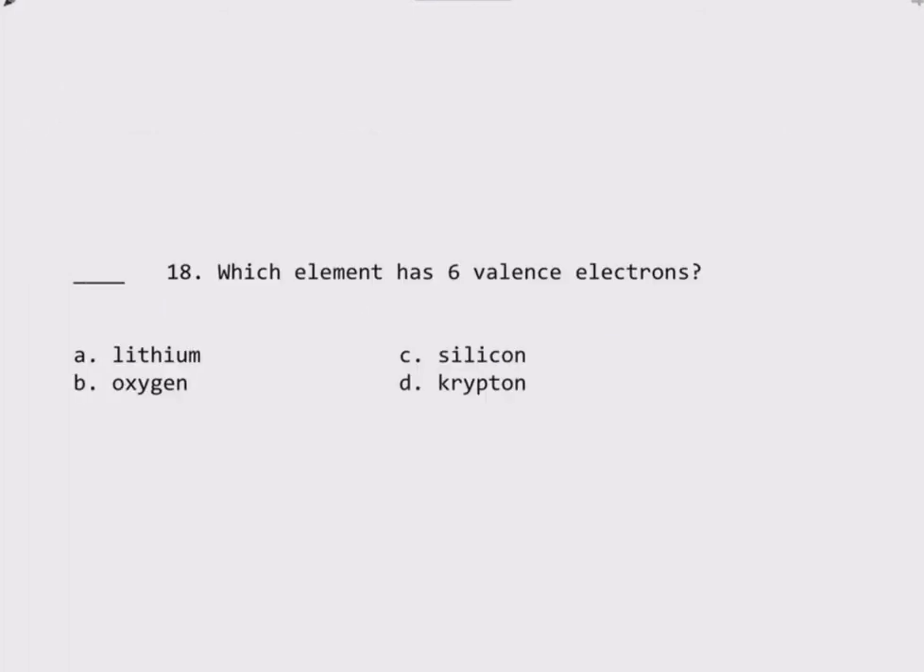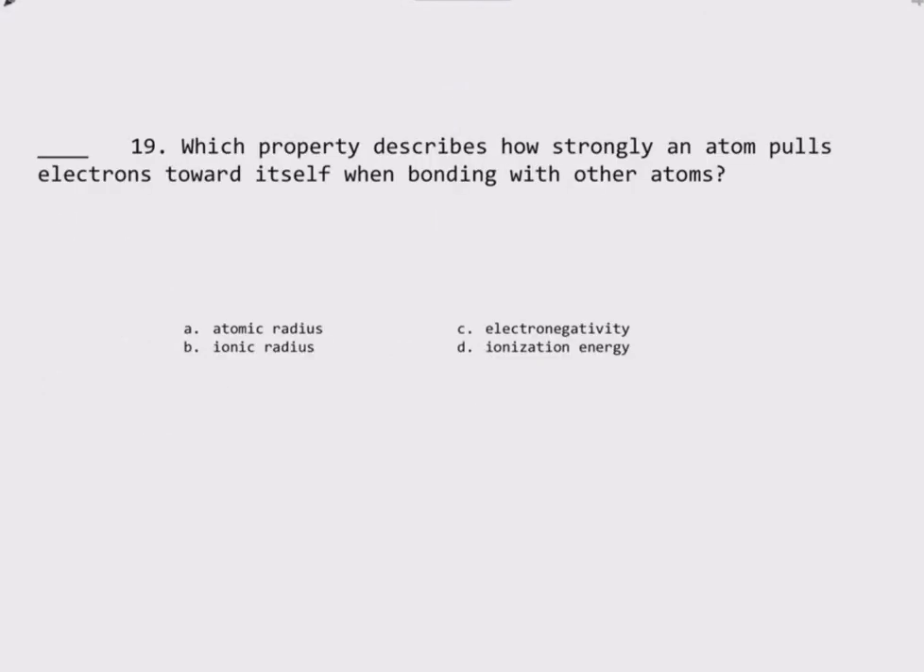An element with 6 valence electrons, that means the element is in group 16. The element in this group that is in 16 is oxygen. It has 6 valence electrons. The property that describes how strongly atoms pull on electrons of other atoms when they're in a bond, that's called electronegativity. The highest electronegativity on the periodic table is fluorine. The lowest would be francium. And for all the elements in between, the electronegativity gets higher the closer they get to fluorine.